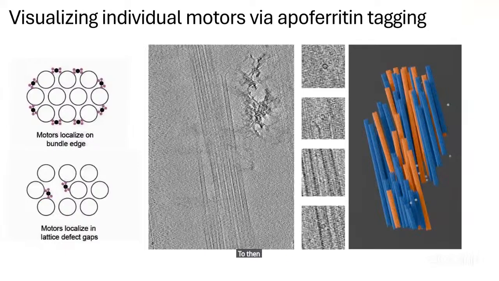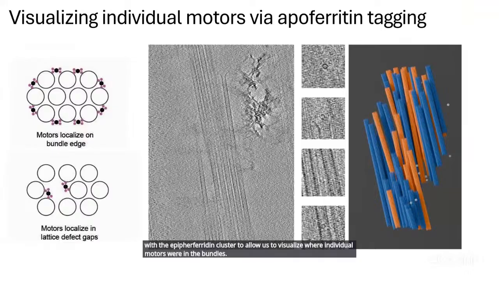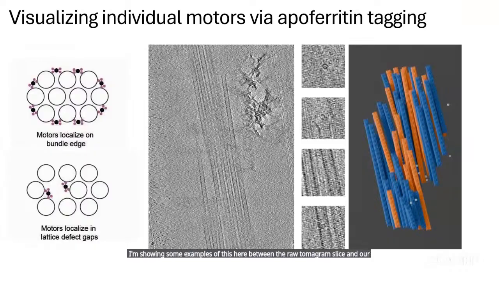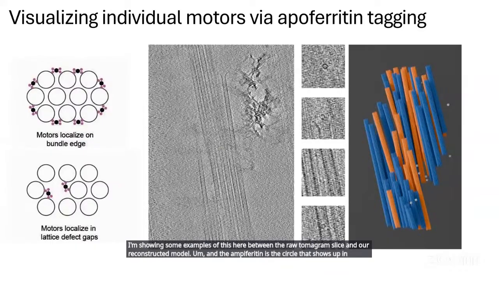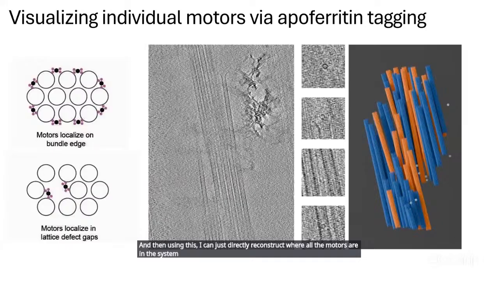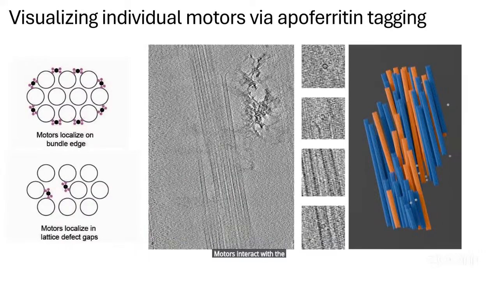To then test directly where the motors end up, we engineered a novel tag with the neutravidin cluster to allow us to visualize where individual motors were in the bundles. I'm showing some examples of this here between the raw tomogram slice and our reconstructed model. And the neutravidin is the circle that shows up in the center of these four images. And then using this, I can just directly reconstruct where all the motors are in the system, and we can start testing hypotheses of how the motors interact with the microtubules.